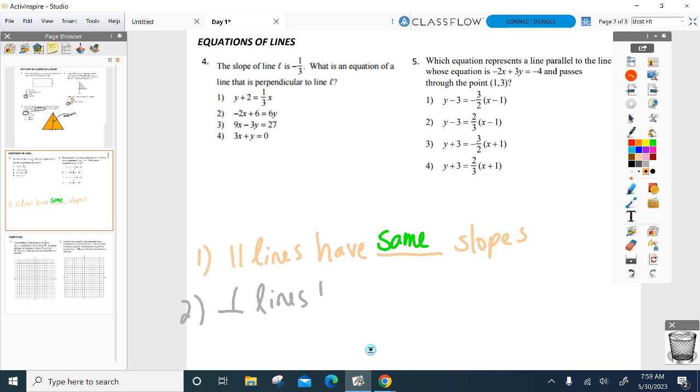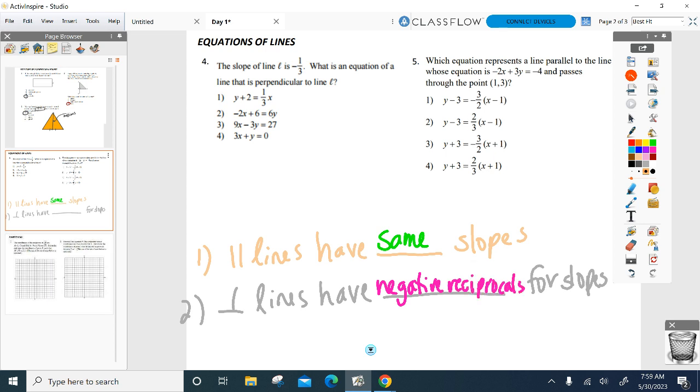Perpendicular lines have blank for slopes. Do you remember this one? More, I need more than opposite though, because to me, opposite just means change the sign, but it's more than just changing the sign. A little more. Negative reciprocals. Flip it too. Okay. Negative reciprocals. Good. So if it's 3/4, a perpendicular line has slope negative 4/3. Flip and change the sign.